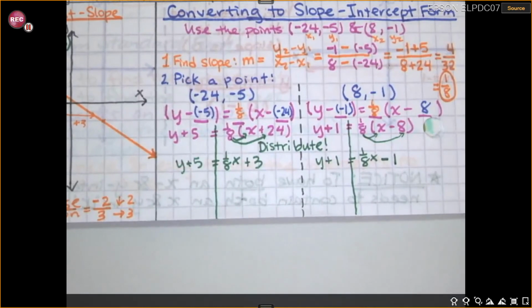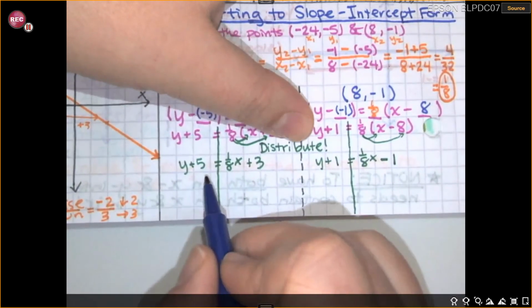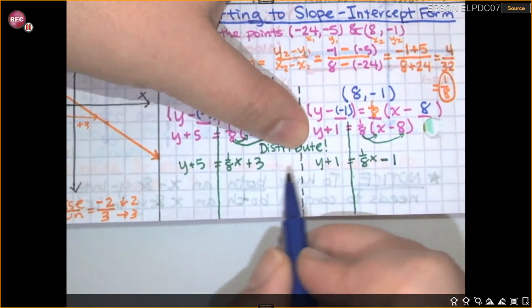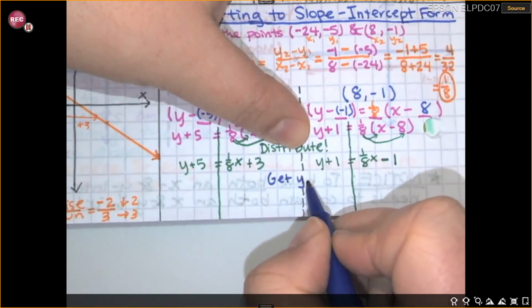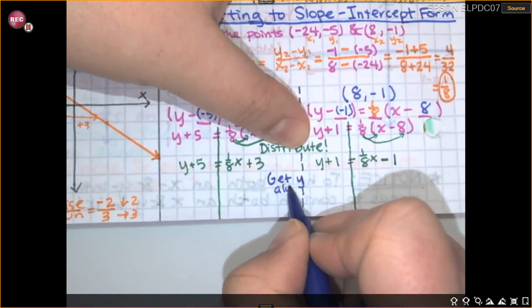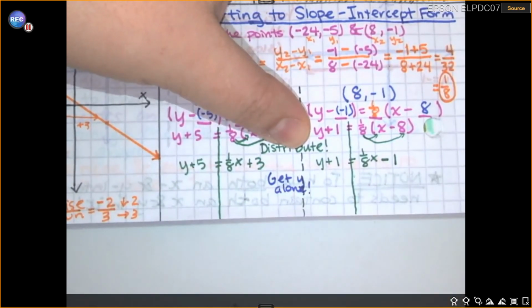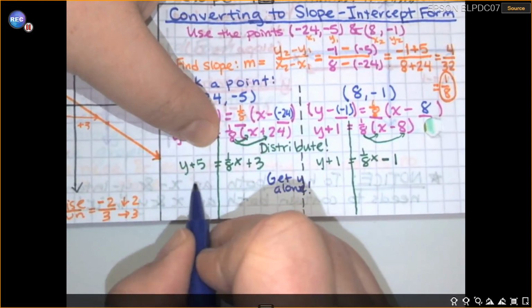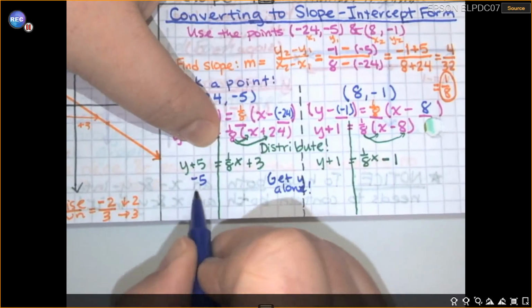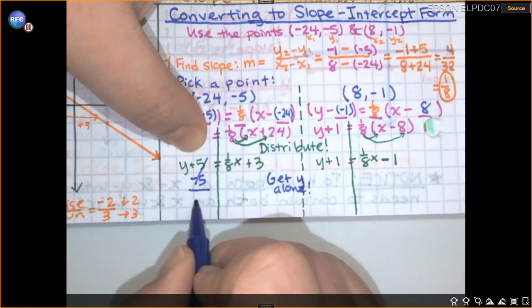Okay. Great. Now, the last step is that, remember, it's y equals, meaning the y needs to be all by itself. So what are we going to do? Well, get that thing away from y. So get y alone. And we do that by doing the opposite. So here, it's plus 5. We're going to subtract 5. Okay? Boom. That gets my y alone.